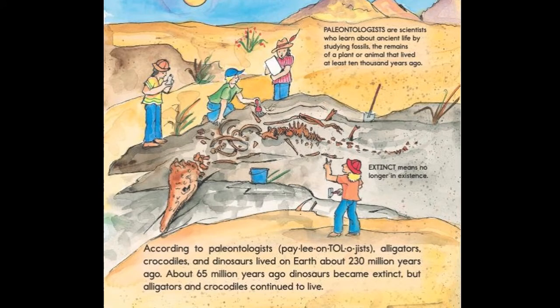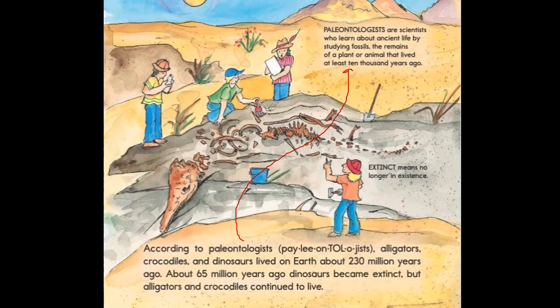Okay, so I'm just going to read here. According to paleontologists, okay, it tells us what a paleontologist is. They're scientists who learn about ancient life by studying fossils, the remains of a plant or animal that lived at least 10,000 years ago. According to paleontologists, alligators, crocodiles, and dinosaurs lived on Earth about 230 million years ago.